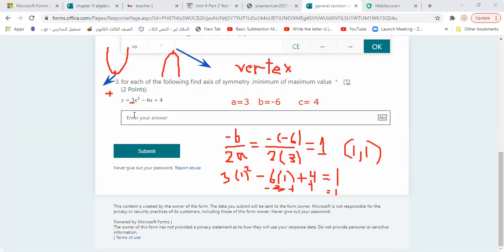Minimum. This one we have minimum. Very good, because the parabola, will it be upward or downward? Upward. Upward, thank you. So already, as you see, I made my steps and I found the answer.